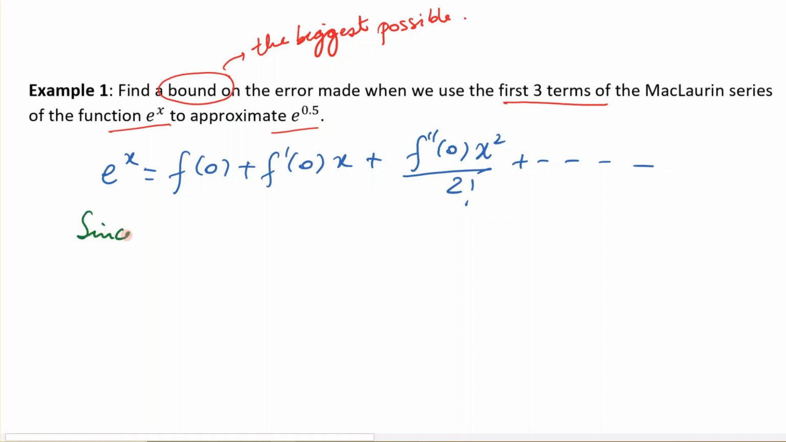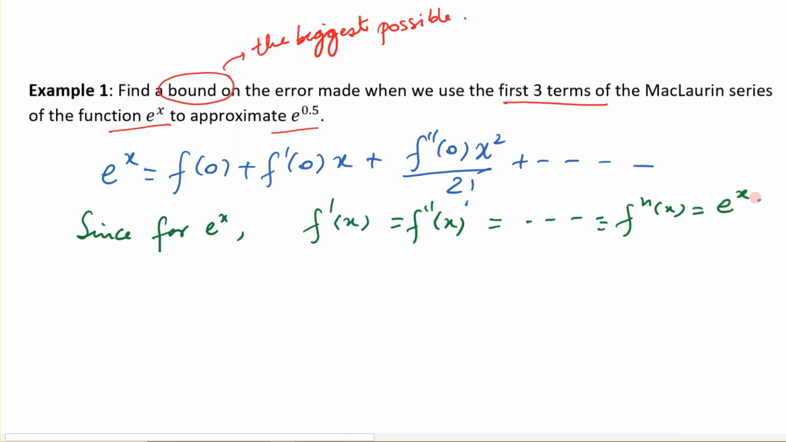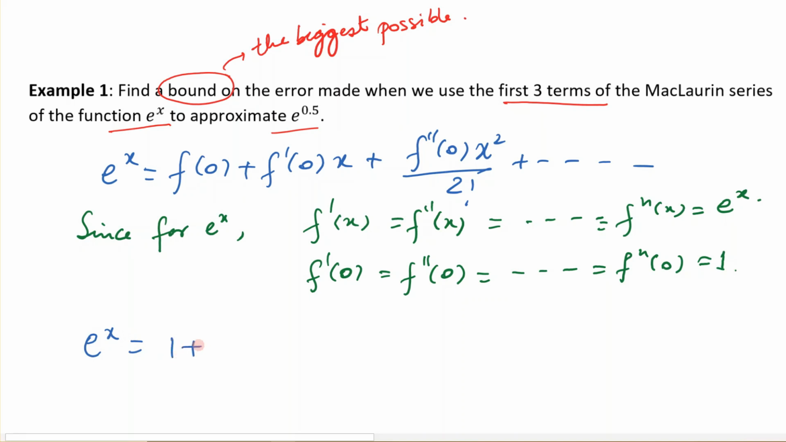For the function e raised to power x, the first derivative, second derivative, all the nth derivatives are equal to e raised to power x, and if you evaluate these at 0, e raised to power 0 means just 1. So let's plug in these values here. Our Maclaurin series for e raised to power x is 1 plus 1 times x plus x squared over 2 factorial.